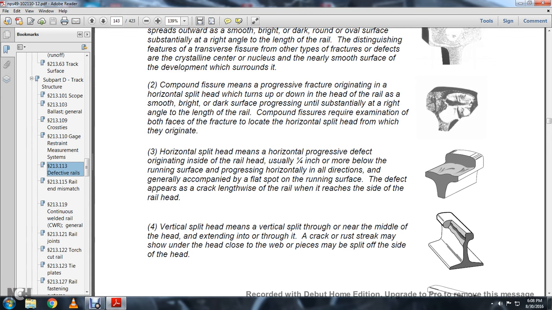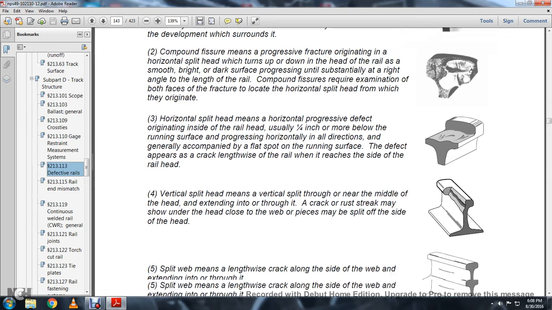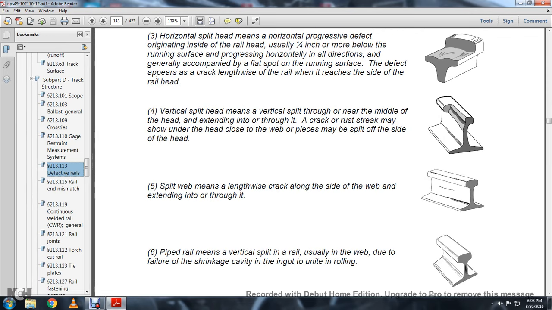4. Vertical split head means a vertical split through or near the middle of the head, extending into the web. A crack or rusty streak may show under the head close to the web, and pieces may be split off the side of the head.